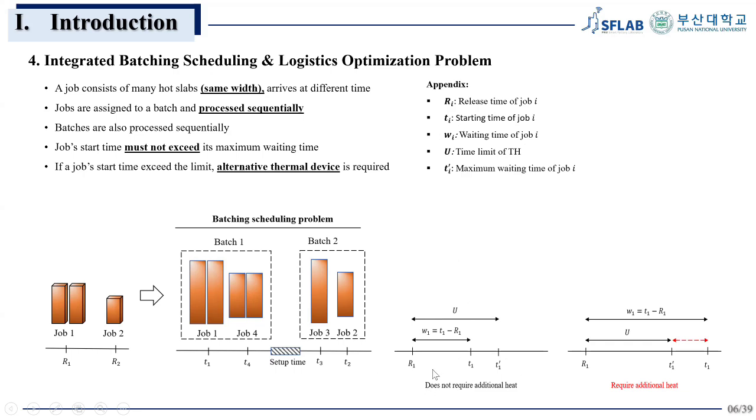In the first case, the job waiting time is within the time limit, or in other words, the job starts processing before the maximum job waiting time. Therefore, it does not require additional heat, and it can be assigned to the TH. However, in the second case, the job waiting time exceeds the time limit, or in other words, the job starting time is after the maximum waiting time. Therefore, it requires additional heating, and it must be assigned to the SP and consume energy.